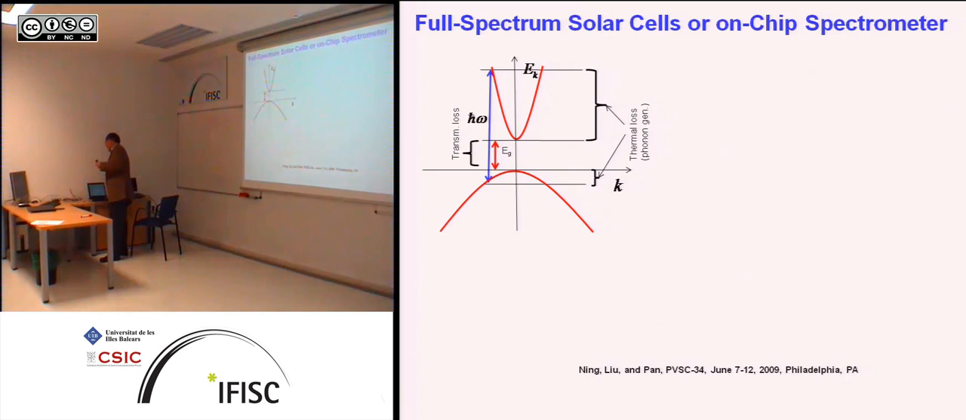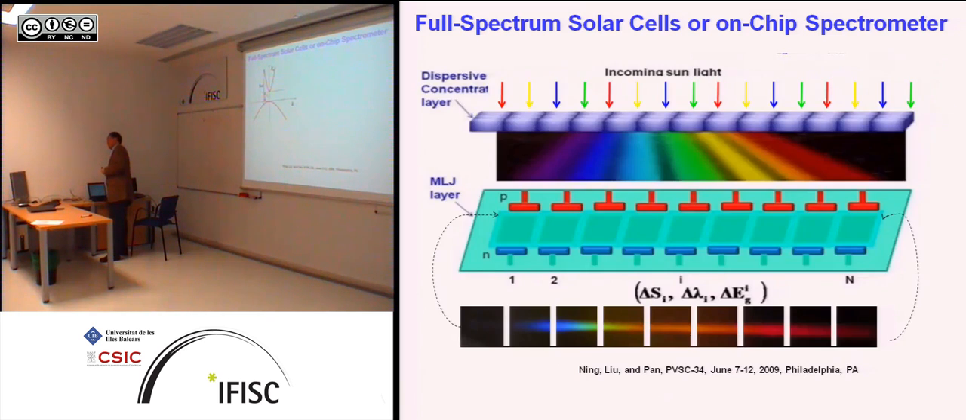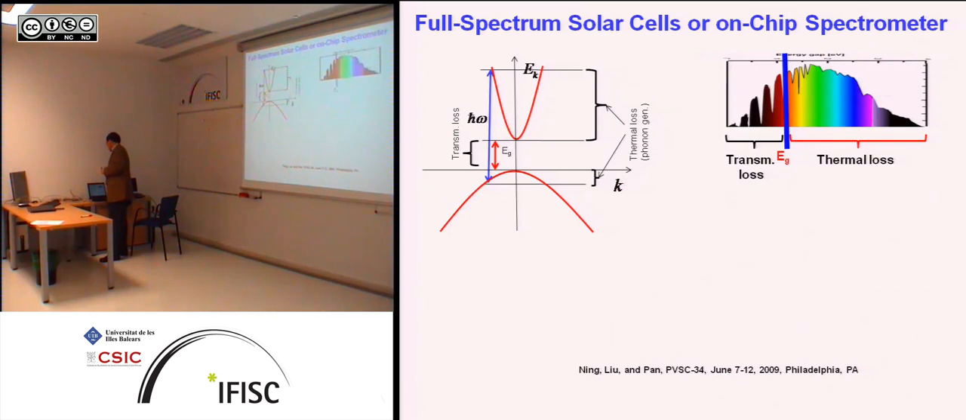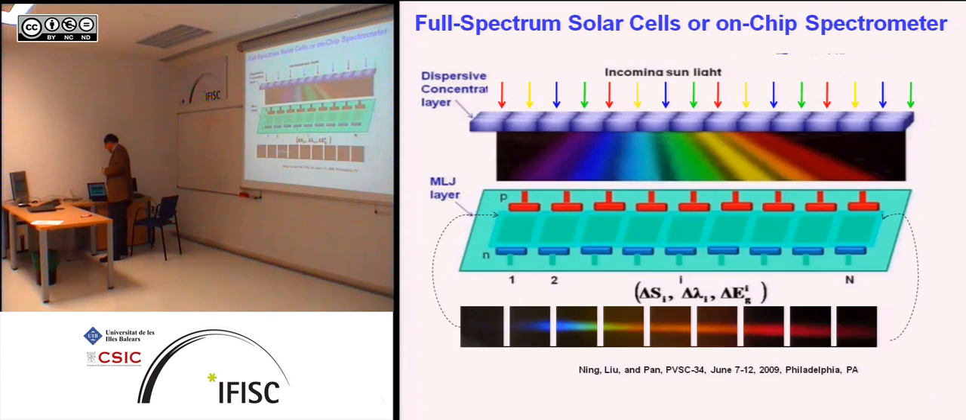I spent some time to design a special solar cell. I'll just show you, skipping all the arguments about why you need multi-junction solar cells. But here's the crazy idea about solar cells. If you're not interested in solar cells, you can just take a break. This is what I claim to be a full spectrum solar cell. You can actually use an on-chip spectrometer if you want. So this is the basic idea.